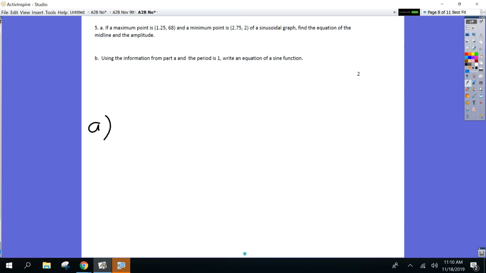Okay, so I gave you the max point and the midpoint here. I need the midline and the amplitude. All right, let's go amplitude. It's a formula. Go ahead, Lily.